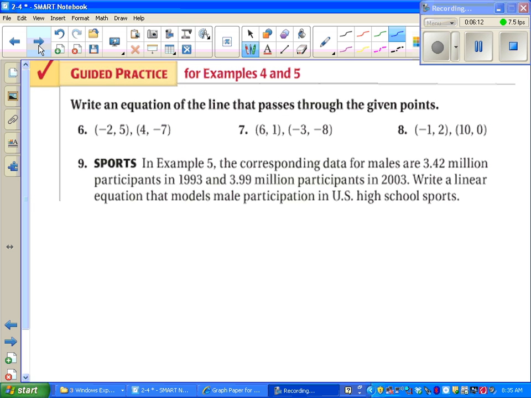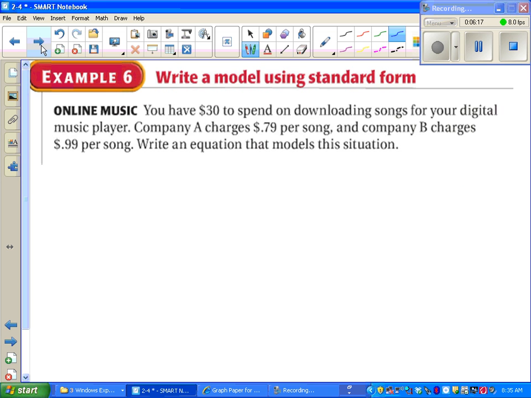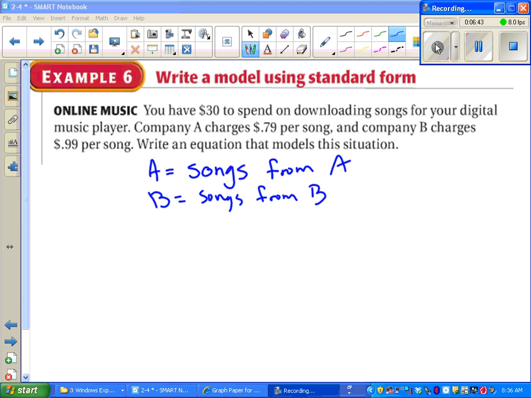At this point, you can pause the video and try these on your own, or you can do these later. Pause the video one more time to read over the problem and figure out what's going on. Looks like we're buying some songs and we have $30 to do it with. We might want to set up a couple of variables, like A would be how many songs we buy from company A. And similarly, B could equal the number of songs we buy from company B.